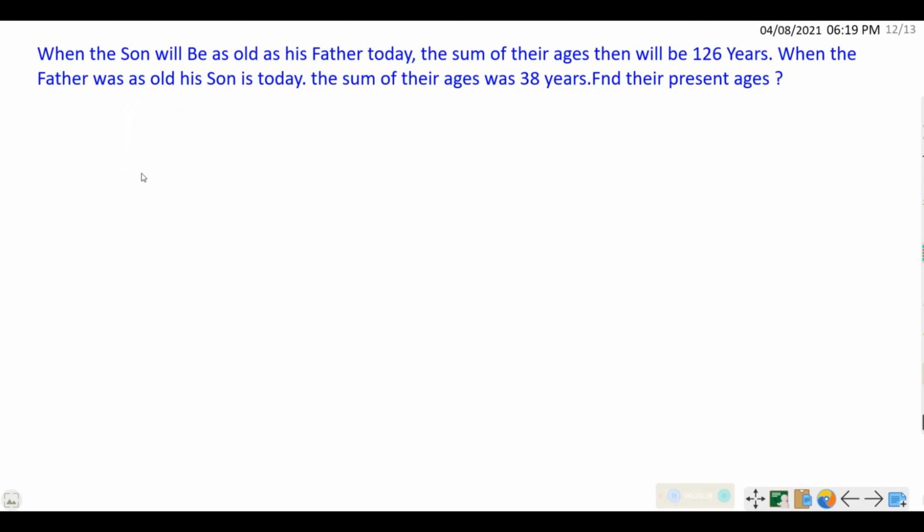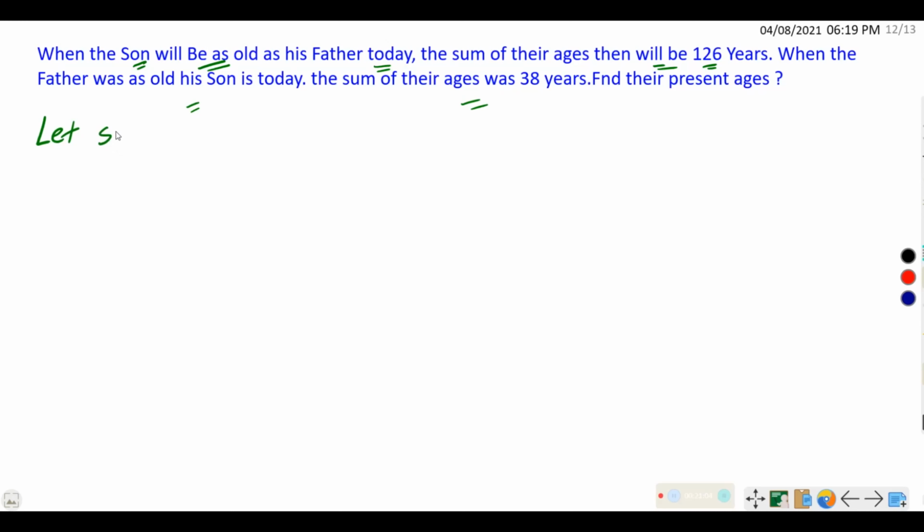Another situation: when the son will be as old as his father, the sum of their ages then will be 126 years. When the father was as old as his son is today, the sum of their ages was 38 years. Find their ages. Interesting sum, with a bit of a twist. Son will be as old as father is today, then the sum is 126. When the father is the son's age, the sum is 38. Very special type of sum.